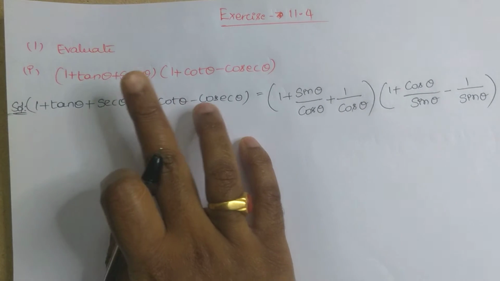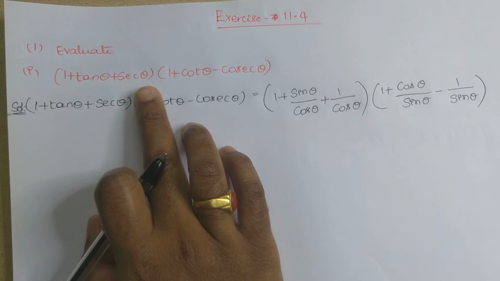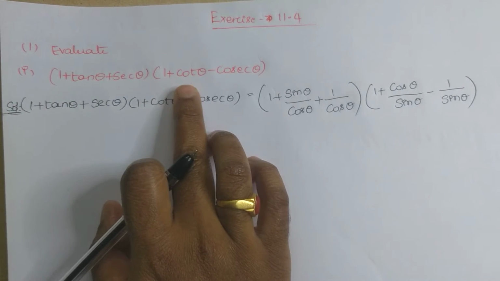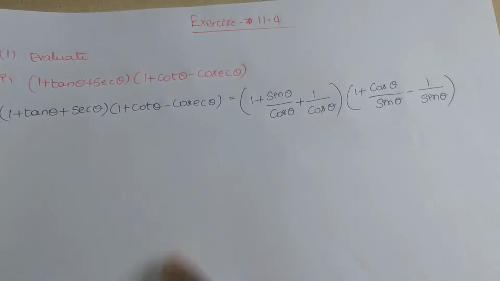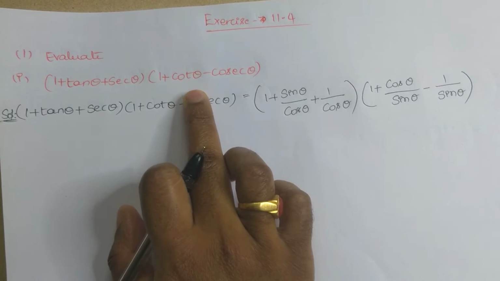So the first sub question they have given is (1 plus tan theta plus secant theta) into (1 plus cot theta minus cosecant theta). So this is the sub question they have given. We have to solve this.